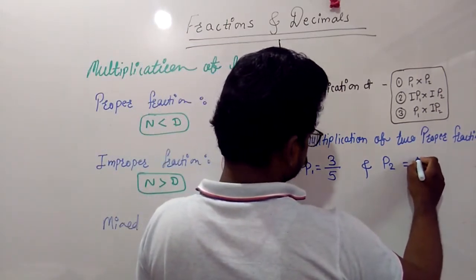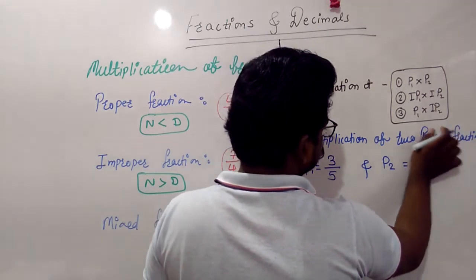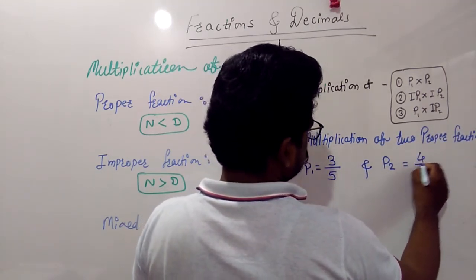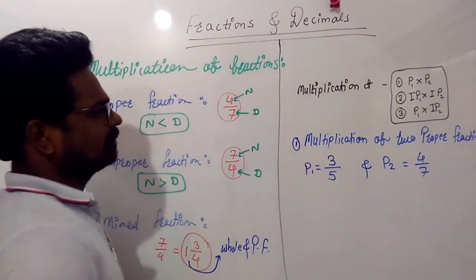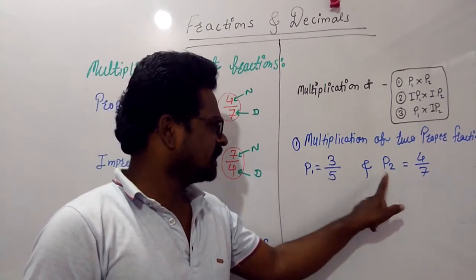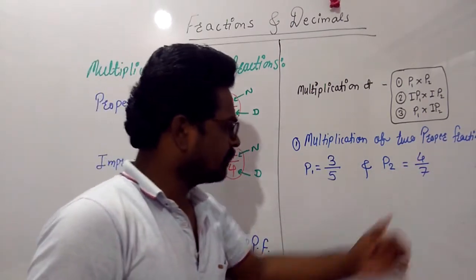Suppose 4 by 7 is there, no problem. The first proper fraction is 3 by 5 and the second proper fraction is 4 by 7. These two are proper fractions.